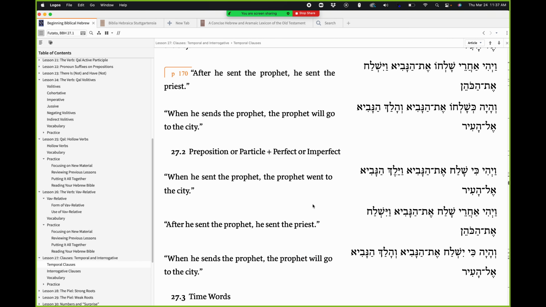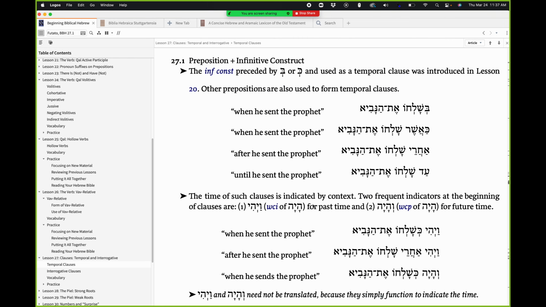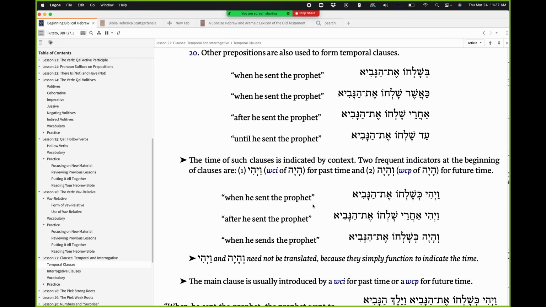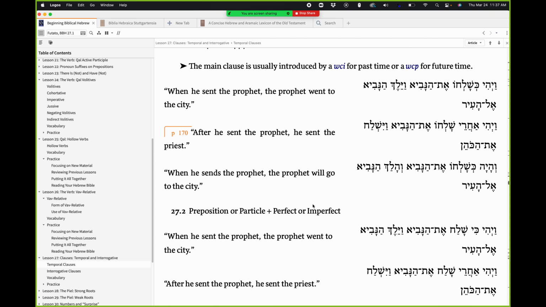Let's see. Okay, a couple things here that are important that he just kind of mentions. He kind of glosses over pretty quickly.